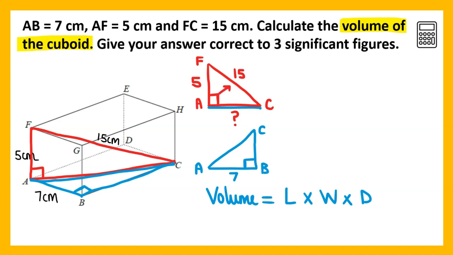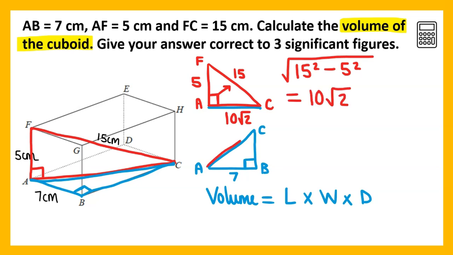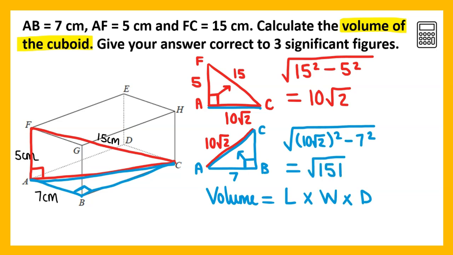So using Pythagoras with the triangle coloured red, the hypotenuse is known. So to find out one of the shorter lengths, I'll need to square 15 and subtract 5 squared before square rooting, which is 10 root 2. This is a shared length with this one here, meaning I can use Pythagoras again with the blue triangle. Again, the hypotenuse is known. So 10 root 2 squared minus 7 squared is the square root of 151.